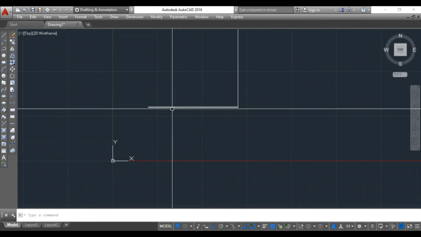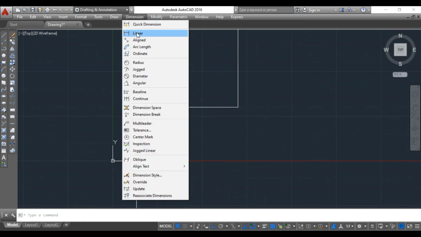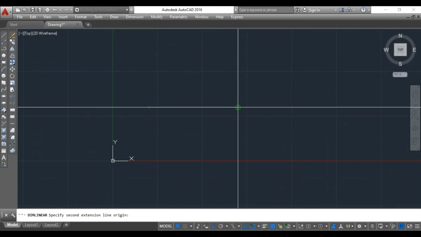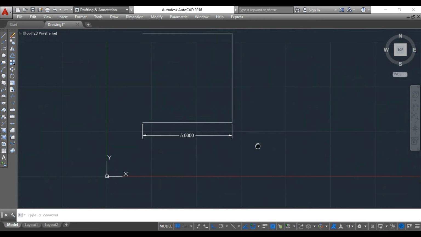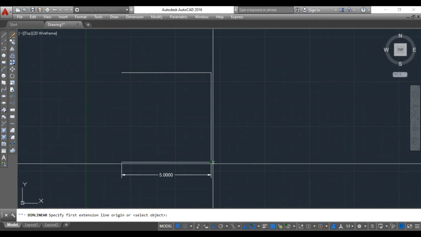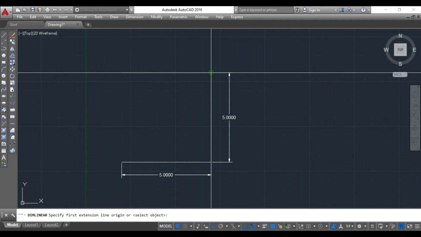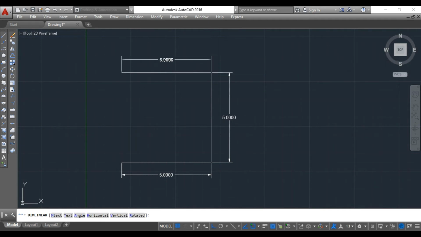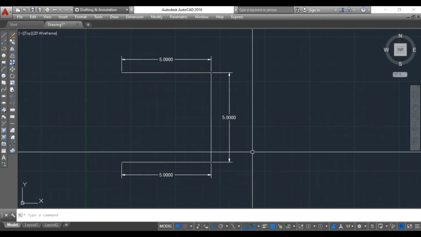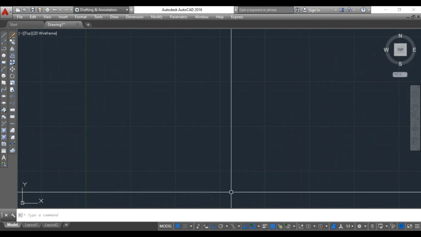To check whether it is 5 units or not, you just hit on dimension and select the linear dimension, right? So here, first point, extension point, and second extension point, 5 units. You press space once again and it brings back the previous command. So first point, second point, you can check this also, 5 units. Again you can check with respect to this one. So this is how we can draw a line with the help of the relative coordinate method, right? I think you have understood this one. If you have any doubts, you can ask me.